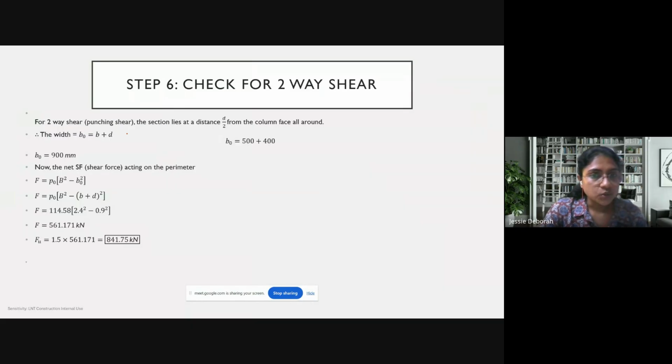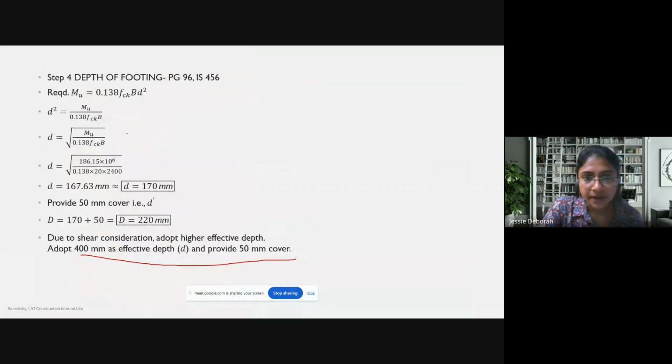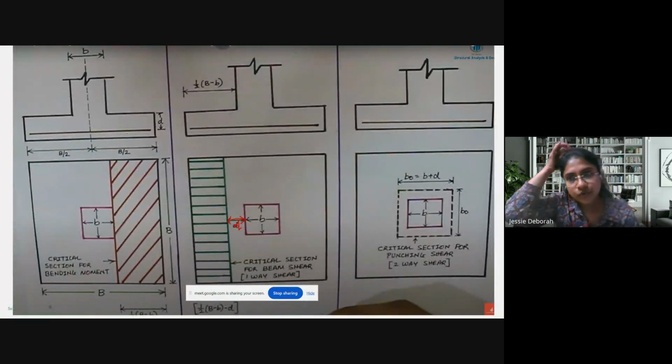Now, going to the check for two-way shear. We are going back to the same figure here. Just like one way shear happens at a distance d from the face, two-way shear happens at a distance of d by 2. So here there is d by 2 on one side and the other side also.